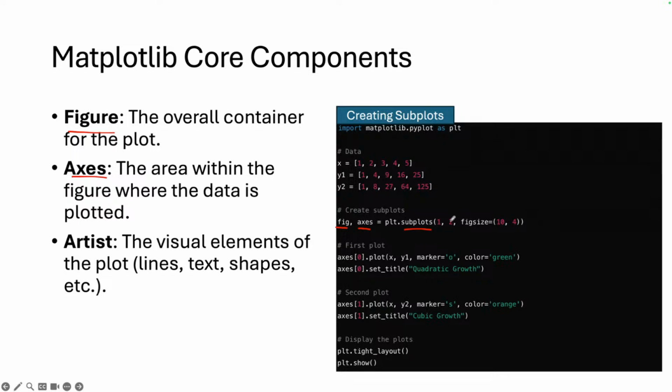Here we're defining the size of our figure and our plots. We are passing our data to plot here on axis 0, x and y1. I think I have this in a notebook. This is awful to do on the slide. Marker is O, color is green, and we're setting the title. Let me see if I have this in a notebook.